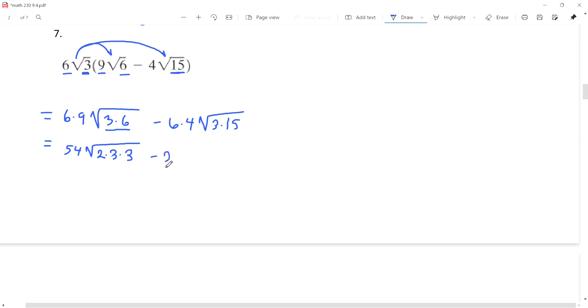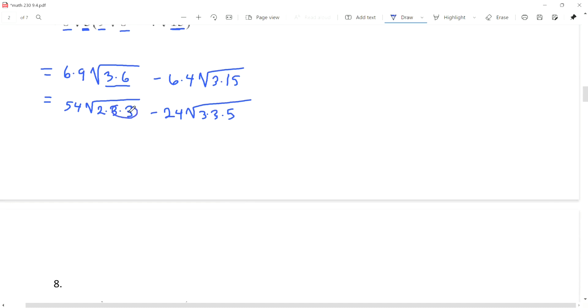6 times 4, that's 24. And we could do the prime factorization of 3 times 15. This is 3 times 3 times 5. Now I'm looking for groups of 2, so let's circle these pairs. So this is going to be 54 times 3 in the front and a square root of 2 on the inside. This is 24 times a 3 in the front with a square root of 5 on the inside.